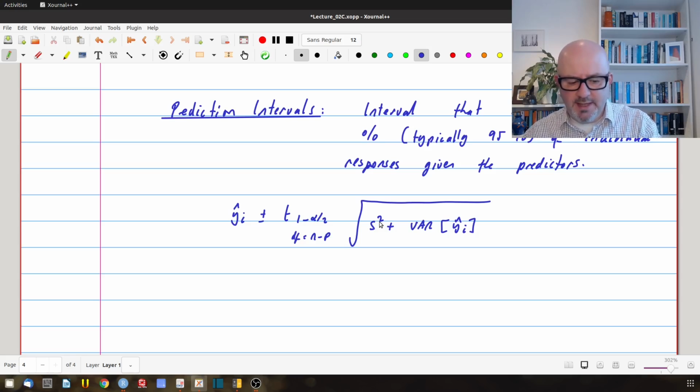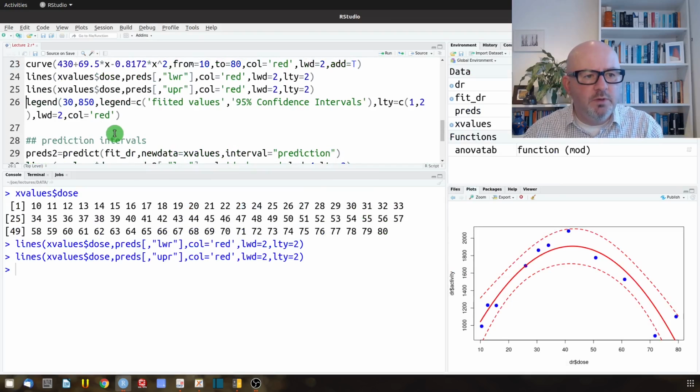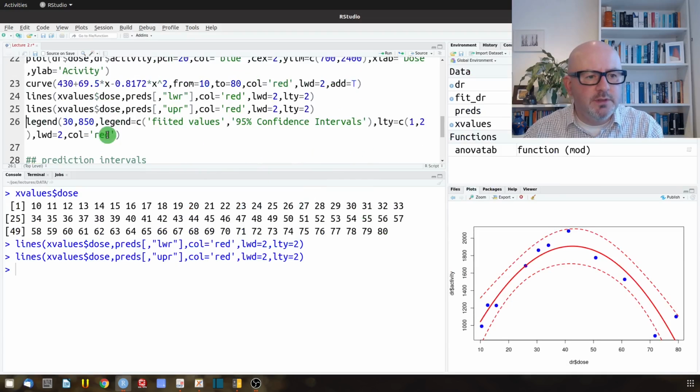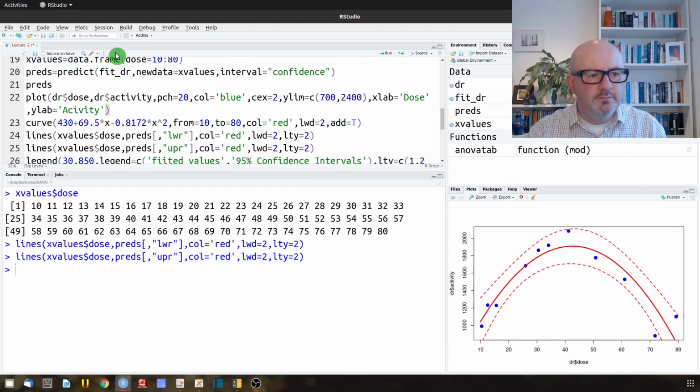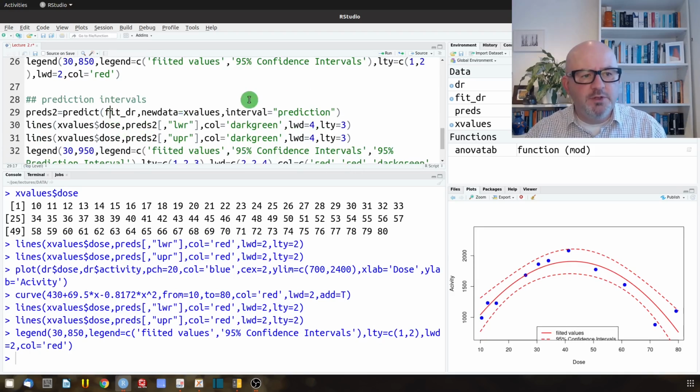Let's go and plot that in R and see that in action. So what I can do is do another plot here. So there's my confidence intervals. And now down here what I'm doing is I'm setting up a thing called preds2. So I'm going through exactly the same procedure, so I'm repeating myself here. But instead of using interval confidence, I'm requesting from the predict function the interval of type prediction. And that will add in that extra s squared term. And I'm going to use the same plotting when I get this out, but I'm going to use dark green for the prediction intervals.